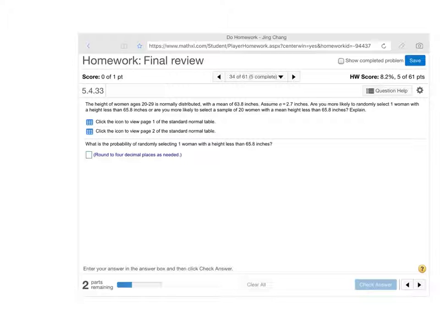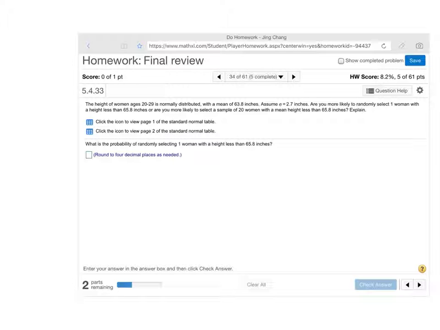Because it's a normally distributed problem, the mean is 63.8 and the standard deviation is 2.7, and you're looking for the probability that x is less than or equal to 65.8. So you just compute to figure out the answer. The answer is 0.7706.